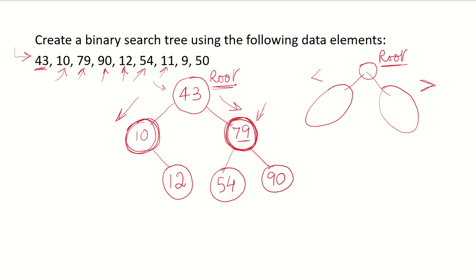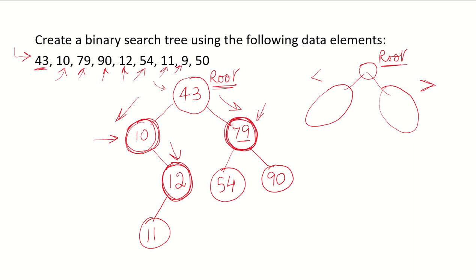Next element is 11. Compare it with root node 43. It is less than this. Now come to 10. 11 is greater than 10, so that means it will go to the right subtree. When we go to the right subtree of 10, we reach the node 12. 11 is smaller than this value 12. That means it will come to the left subtree of this node 12. So 11 will be added here.